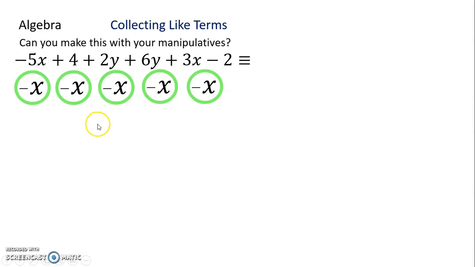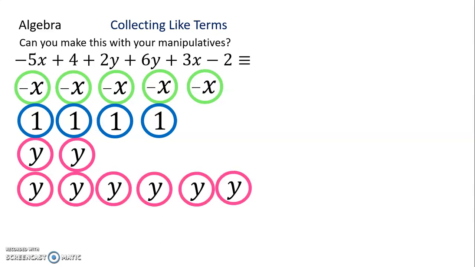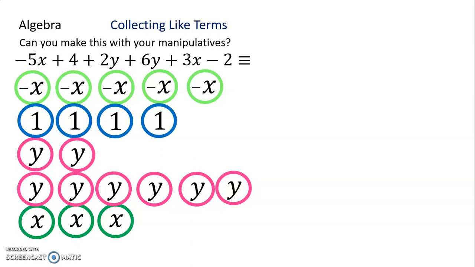Negative 5x, positive 4, positive 2y, positive 6y, positive 3x, and negative 2. And now I can use the commutative law to move these terms around and group together, collect together the like terms.